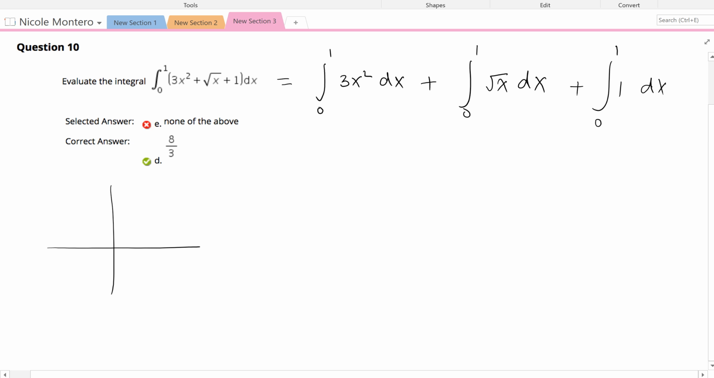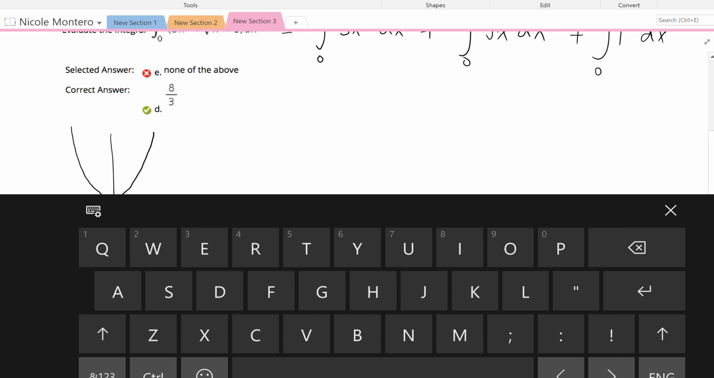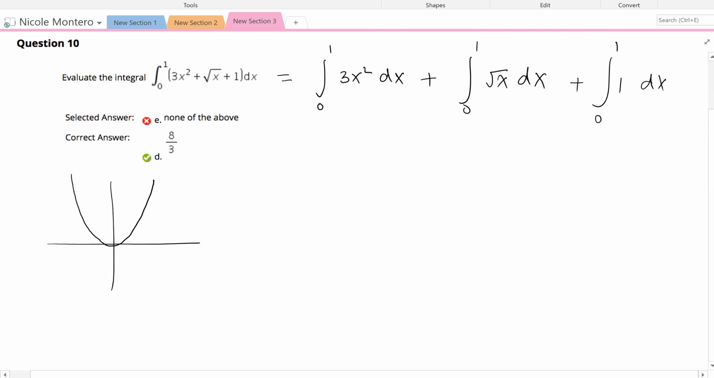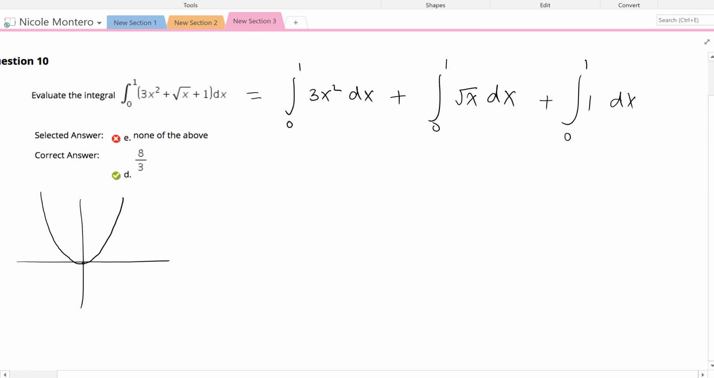3x squared is a parabola, which looks like that, and its antiderivative from 0 to 1 is gonna be, that's 1. So that's gonna be that area right there. So this integral is representing this area. Good. That's the geometry.